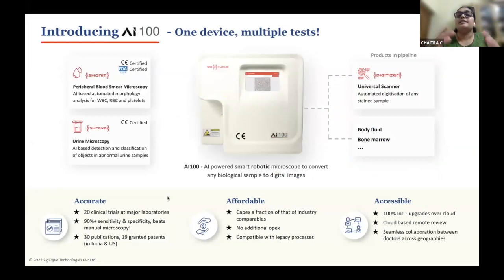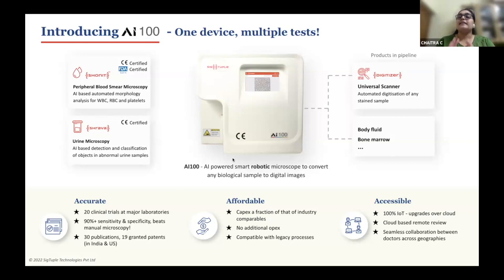So AI 100 is one device with multiple solutions. Right now we have two solutions, that is Shonit for peripheral blood smear microscopy and Shrava for urine microscopy. Both Shonit and Shrava are CE certified. And we are extremely happy and proud to say that AI 100 with Shonit is now US FDA 510(k) cleared. In the pipeline, we have a universal scanner for histopathology, bone marrow and body fluids coming up.